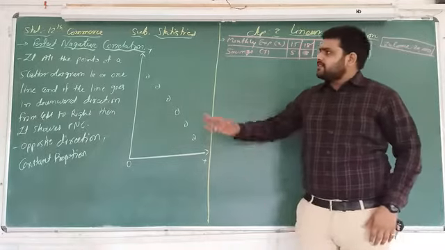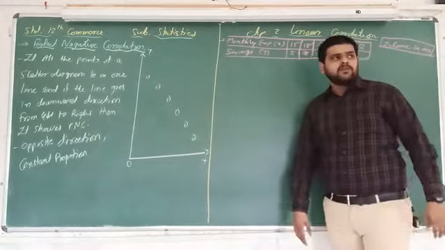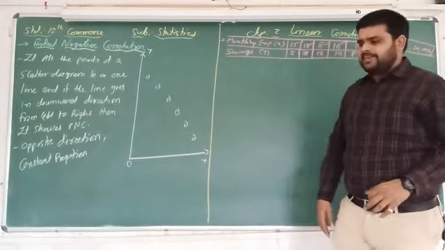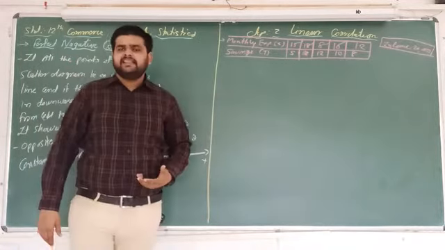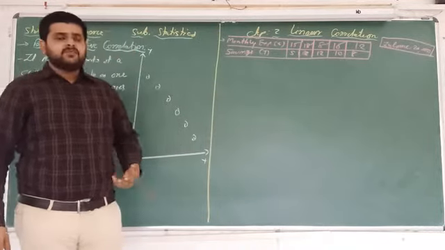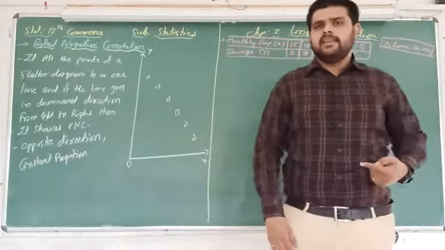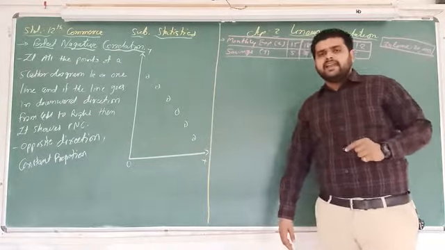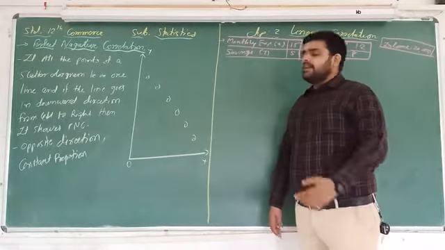Good morning friends, Standard 12 Commerce, subject Statistics, chapter number 2, Linear Correlation. In the first video we learned the meaning as well as some definitions regarding linear correlation, as well as two types of correlation, positive and negative, that we learned in the last video, and methods of measuring linear correlation.